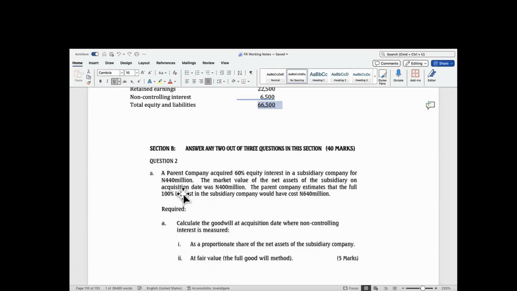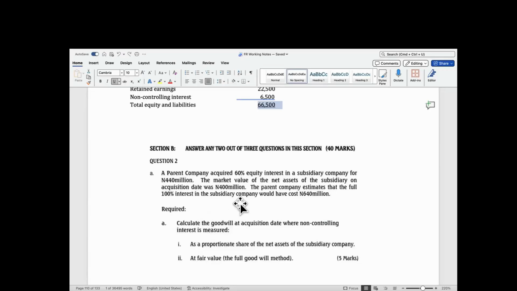First, what's the purchase consideration? How much did the parent pay? So he acquired 60% holding for 440 million. So this is the purchase consideration. Then, you will add NCI. If you are doing proportionate share, that will be 40% times the market value of the net asset of the subsidiary. So we just do 40% times 400 million.